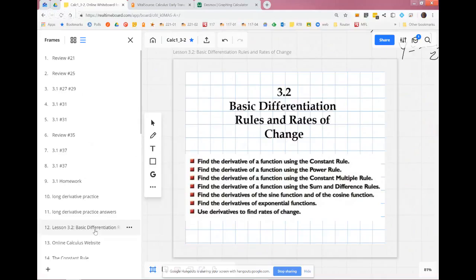Now, despite that, those derivatives are long, and it's going to be wonderful to have also a shortcut, and that's what today is all about. Rules for differentiating, which will make derivatives much shorter and much more efficient. The good news is they work well. They're nice and simple, and they're fairly easy to adapt to.